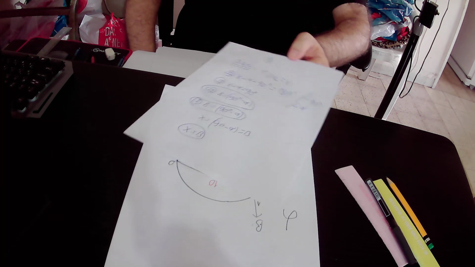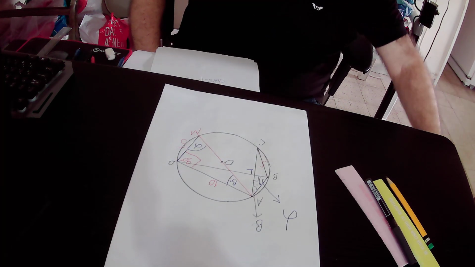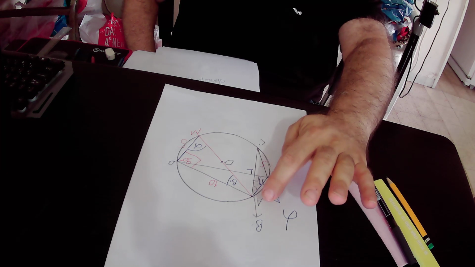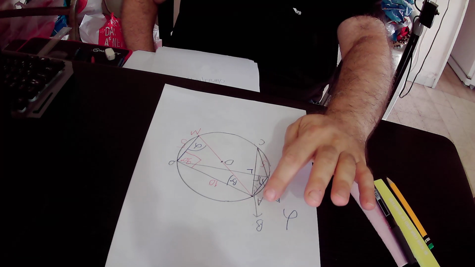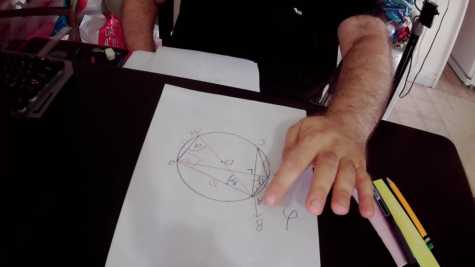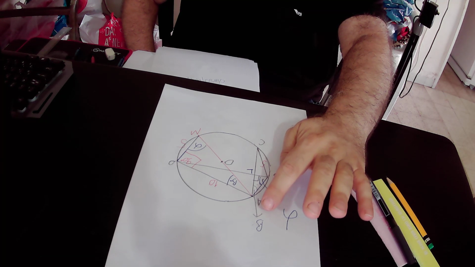Okay, so we actually can substitute angle BAL instead of x. We can write down that it equals beta, because x equals beta.